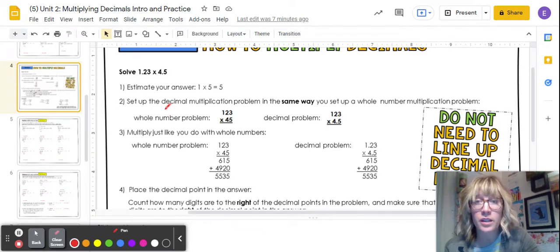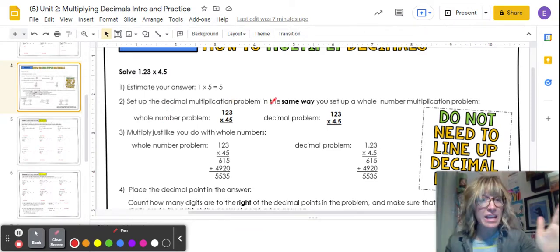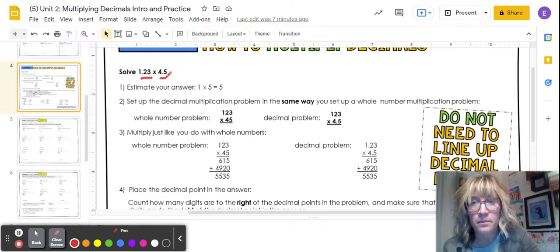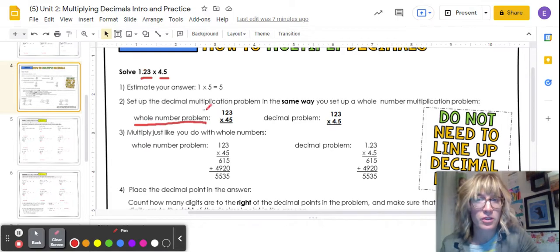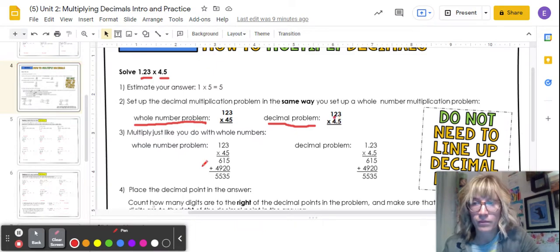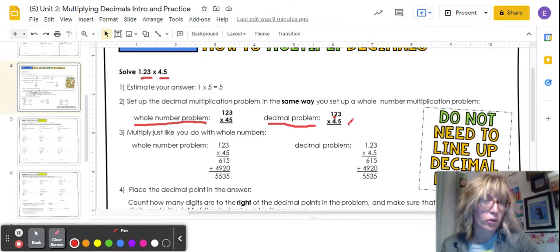So now we're going to set up the multiplication problem the same exact way that we set up any multiplication problem. If we want to multiply these numbers, 1 and 23 hundredths and 4.5, you can set it up in the same way. If it was a whole number problem, there would be no decimals, so we would set it up as 123 times 45. When we set it up with our decimals, we set it up the same way. Oops, sorry, I put it in the wrong spot. So now we have our 1 and 23 hundredths and 4 and a half, or 4.5.